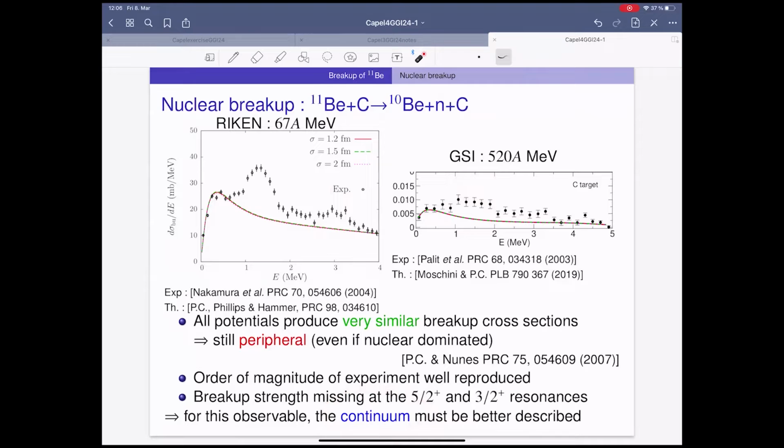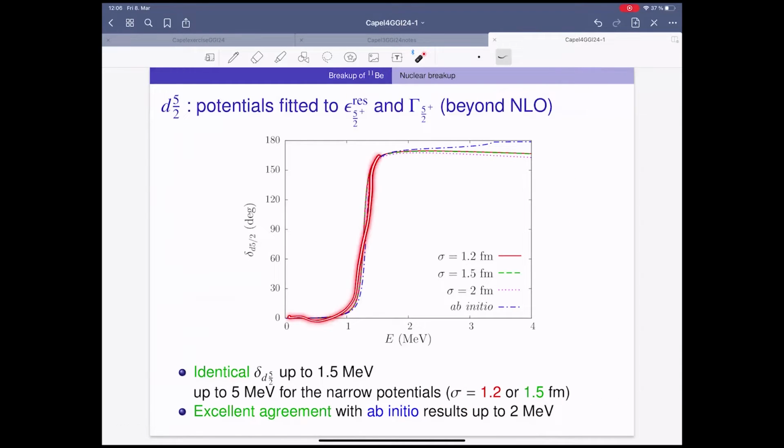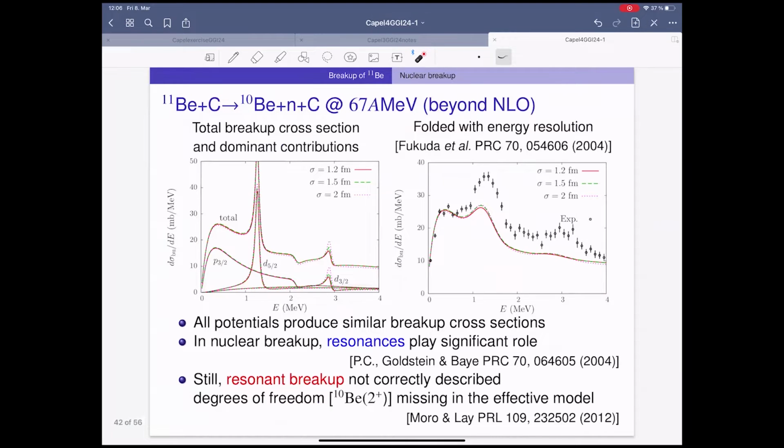We went beyond next to leading order. So we added by hand the phase shift at the experimental energy and width, so the experimental energy and the width predicted by experiment. And we also confirmed that we are in good agreement with the phase shift that is predicted by Calci and collaborators, up to about 2 MeV. And this is what we get. So you see here this huge peak due to the presence of the resonance. There is also a peak in the D3/2. Now, when you fold that with the experimental resolution, this is what you get. So something is missing. We missed something.